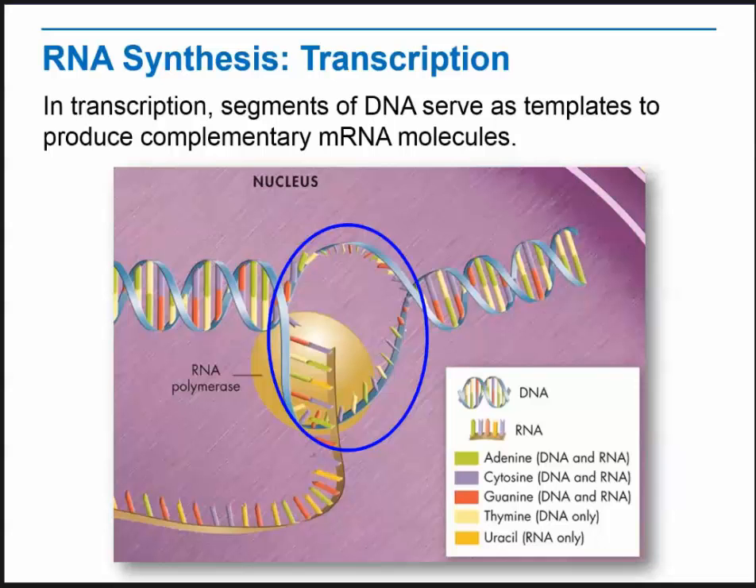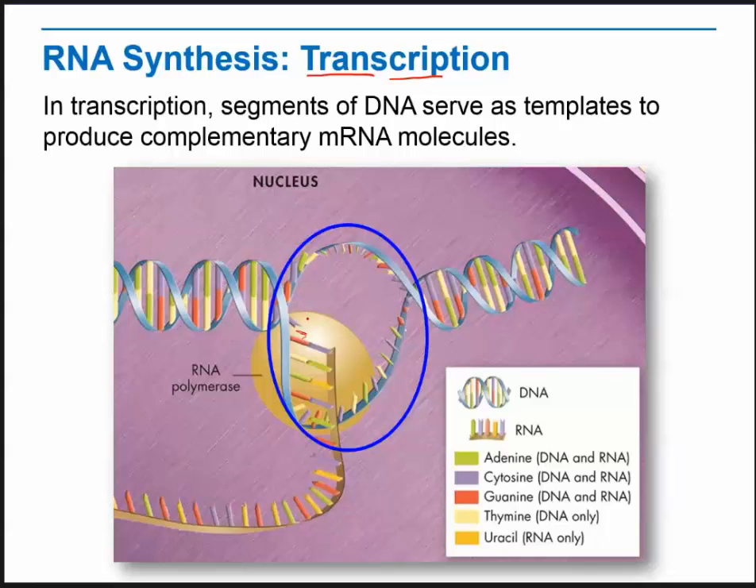Let's take a look at how RNA is synthesized or made. The process is called transcription. The prefix trans means to move, and script or scribe means to copy. So you're going to move a copy. In transcription, segments of DNA serve as templates to produce complementary mRNA molecules. An enzyme, RNA polymerase, is used to help facilitate this. The enzyme unzips the DNA molecule. As you recall, DNA is 2 strands. The template strand is then used to create the mRNA. This occurs by base pairing.